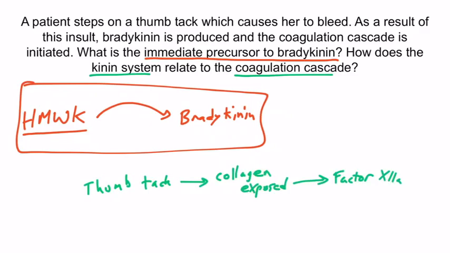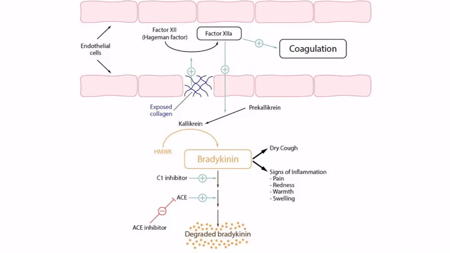Factor 12A goes on to start the coagulation cascade, and it goes on to eventually upregulate this process, the creation of bradykinin. So the patient steps on a thumbtack, and some vasculature is damaged, exposing collagen, which activates factor 12A, which stimulates the coagulation cascade. Factor 12A then upregulates prekallikrein to kallikrein conversion, which then acts to upregulate high molecular weight kininogen to bradykinin. So in answer to the question, it's through factor 12 that the kinin system will intersect with coagulation. And that concludes this section.